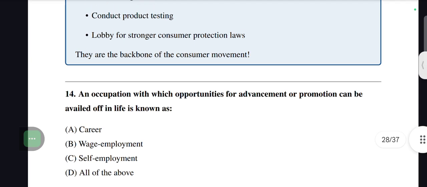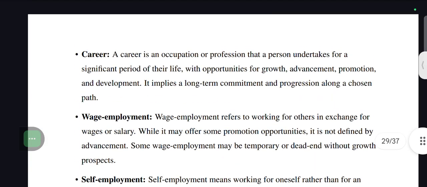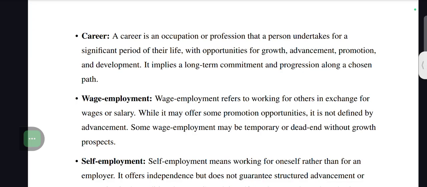Now it comes to the 14th question. An occupation with which opportunity for advancement or promotion can be availed of in life is known as career, wage employment, self-employment, or all of the above. First, let us see the definitions. A career is an occupation or profession that a person undertakes for a significant period of time. Wage employment refers to working for others in exchange for wages or salary, whereas self-employment means working for oneself rather than as an employee of any company.